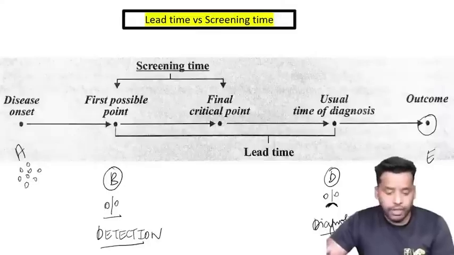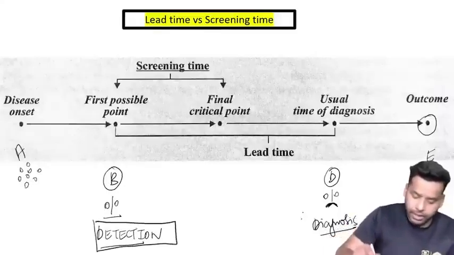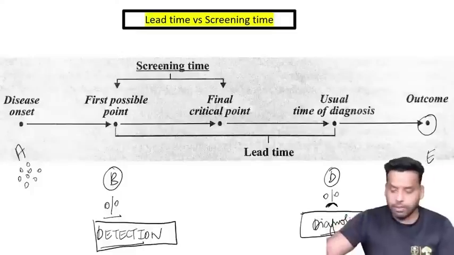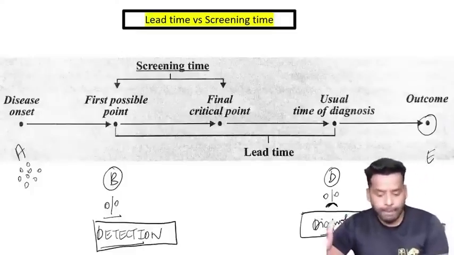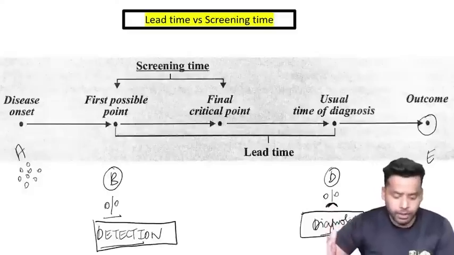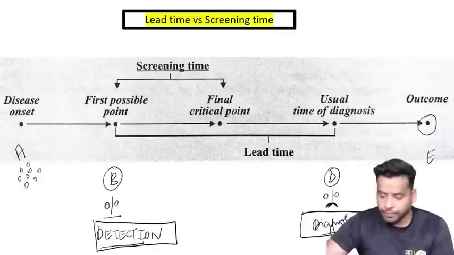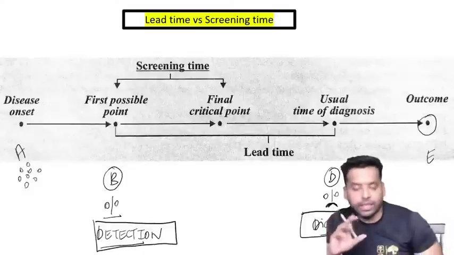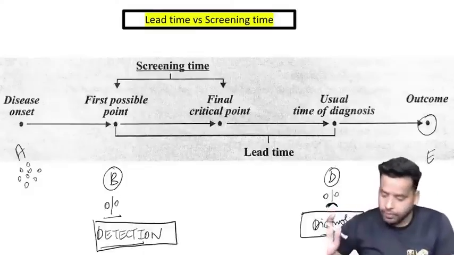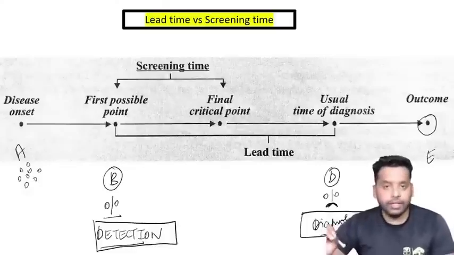The gap between detection and diagnosis is the advantage gained by screening. What is this gap called as? Answer my next question. The gap between detection and diagnosis is known as lead time. Lead time is an advantage gained by screening.